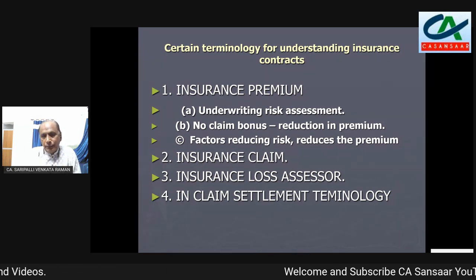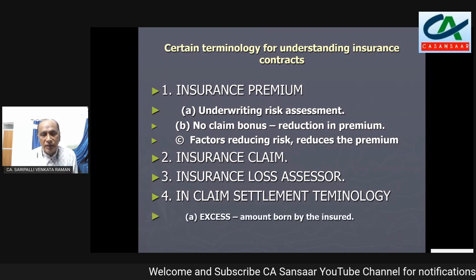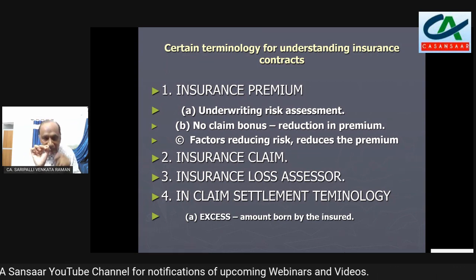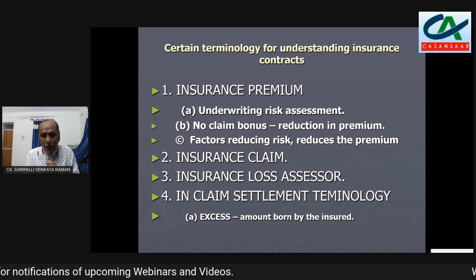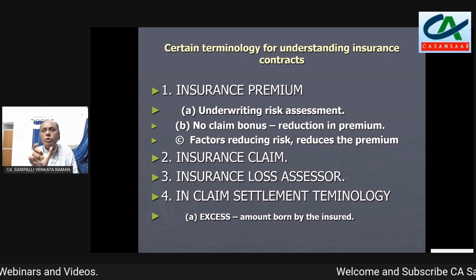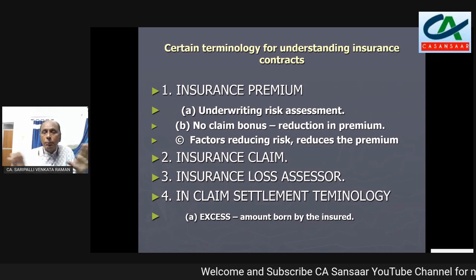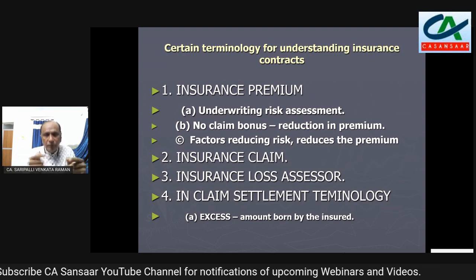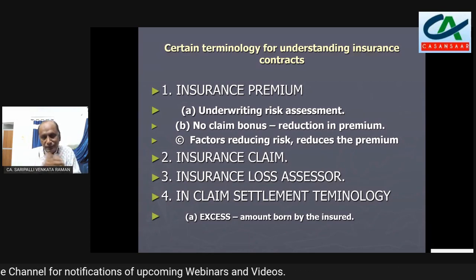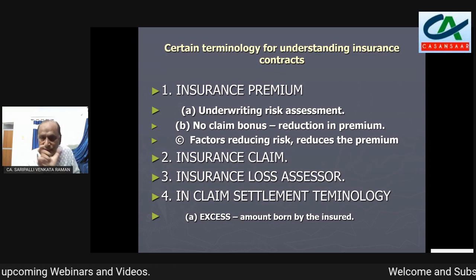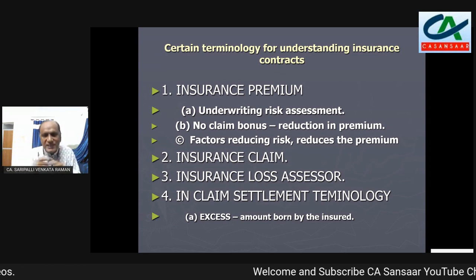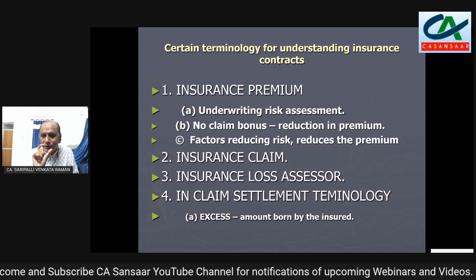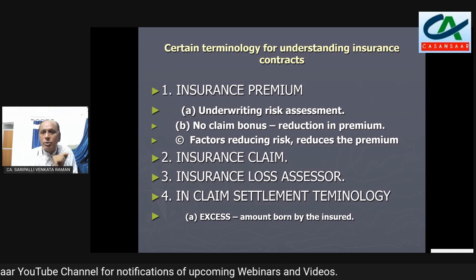In terms of claim settlement terminology in insurance, what are the things we observe? Excess. There is always an amount called excess, which is mentioned in the insurance policy. Excess is an amount which means that much portion of the amount will not be borne by the insurance company. It will be borne by the insured, that is the person who is paying the premium. For example, if a loss is 10 lakhs and the insurance assessor has assessed the loss at 8 lakhs and the insurance policy says the excess is 1 lakh, that means you will be paid 8 lakhs minus 1 lakh, only 7 lakhs will be reimbursed by the insurance company.